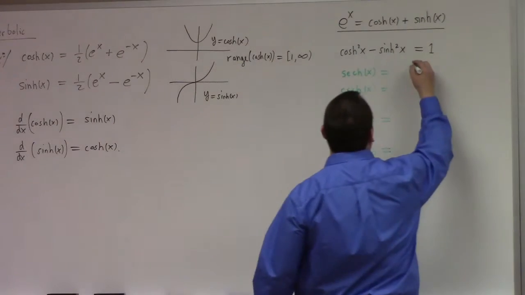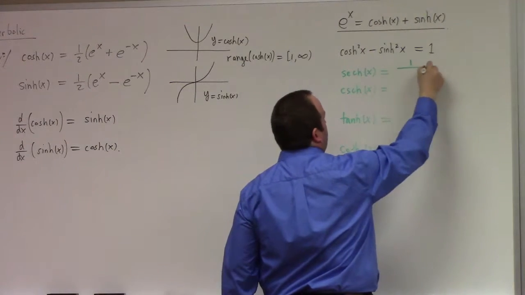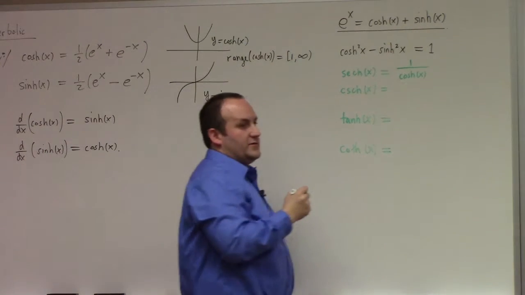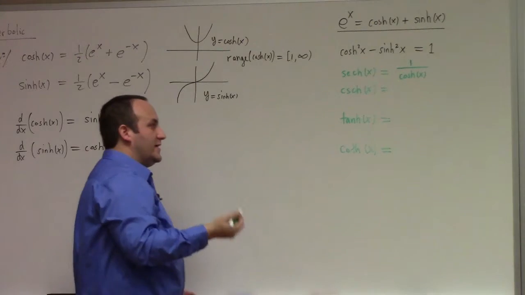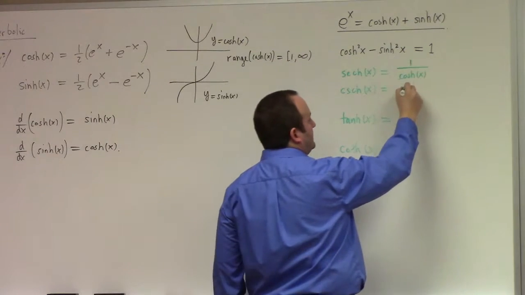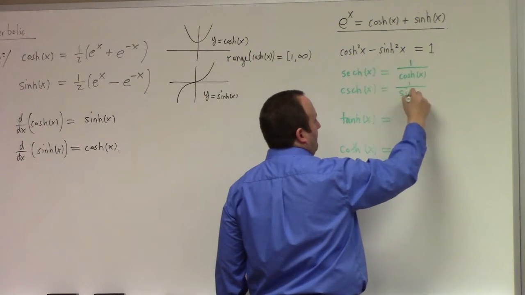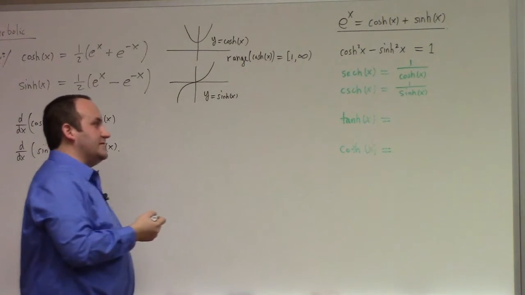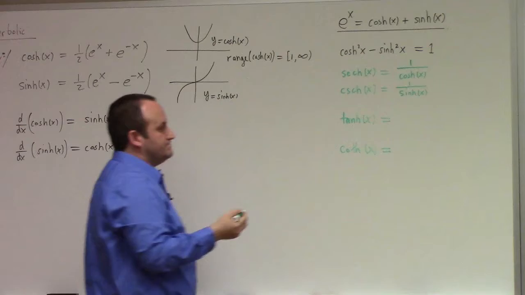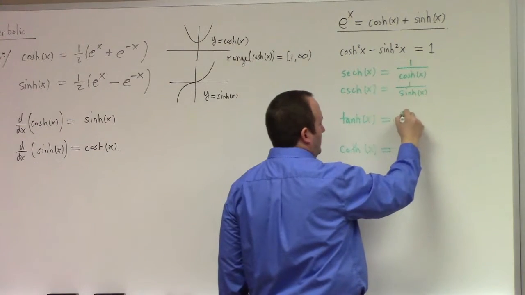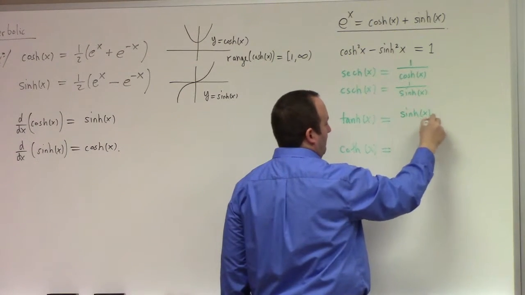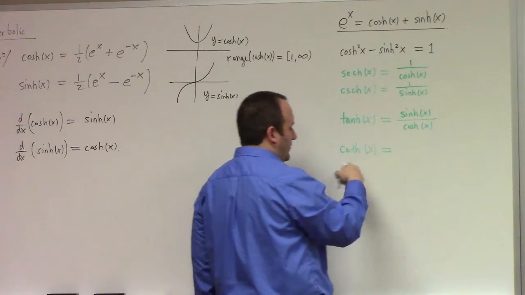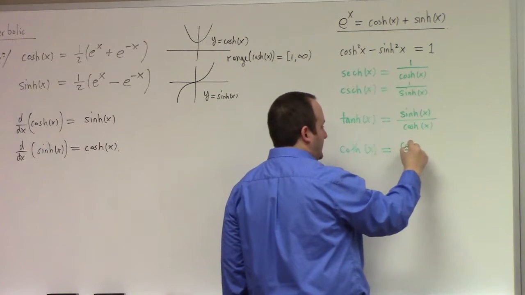I'll do the first one. So hyperbolic secant is 1 over cosh of x, just like secant is 1 over cosine. Hyperbolic cosecant is 1 over sinh of x, right? Hyperbolic tangent is what? Yeah, sinh over cosh. And hyperbolic cotangent is cosh over sinh.